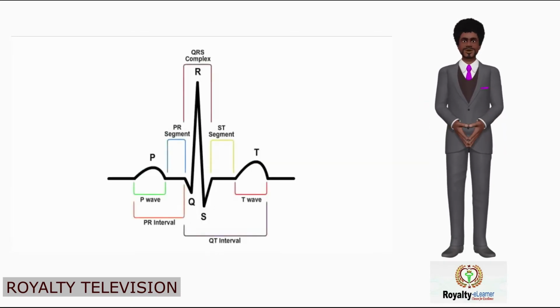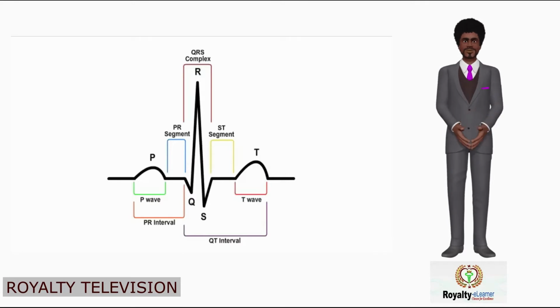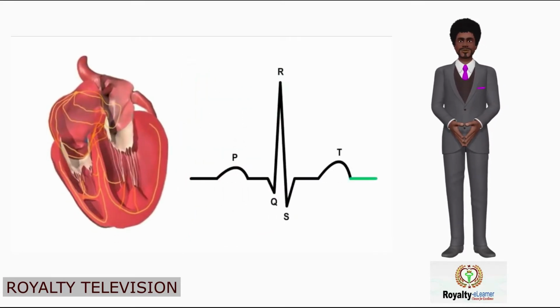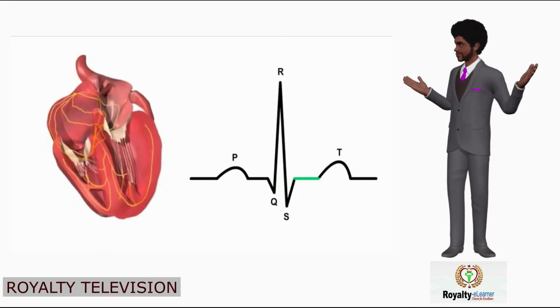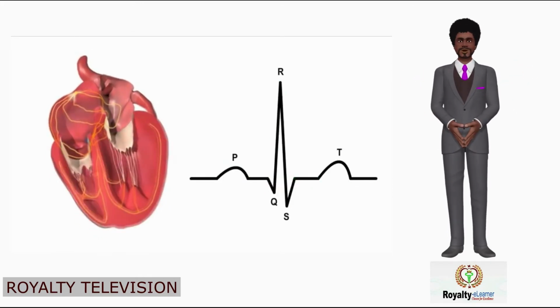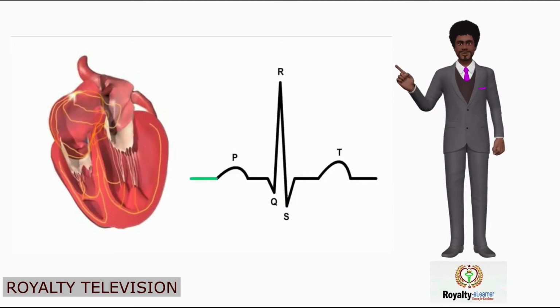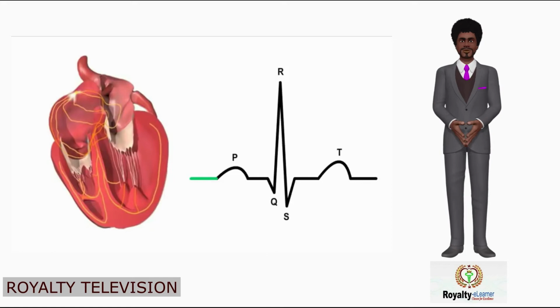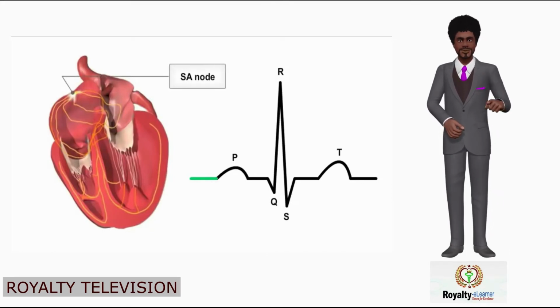Let's look at what happens during a single beat of the heart, and how these events are depicted on an ECG. In a normal heart, each beat begins in the right atrium, with an action potential signal from the sinoatrial, or SA node, the heart's natural pacemaker. The signal spreads across both atria, causing the muscle cells to depolarize and contract, inducing a phase known as atrial systole. On the ECG, this atrial depolarization is represented by the P wave.